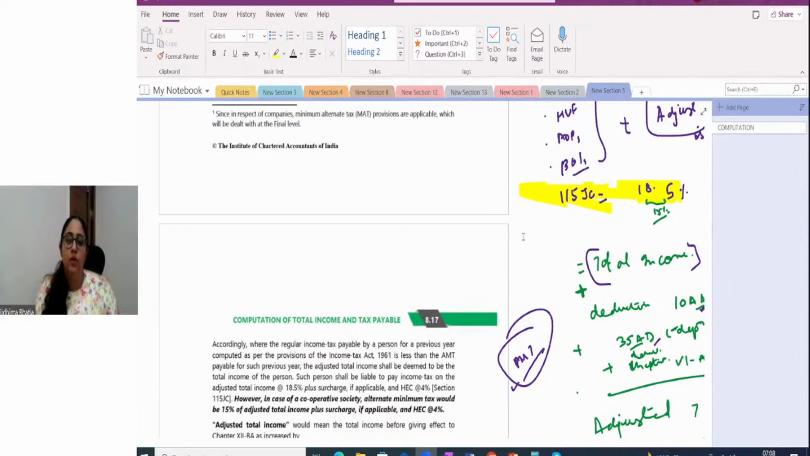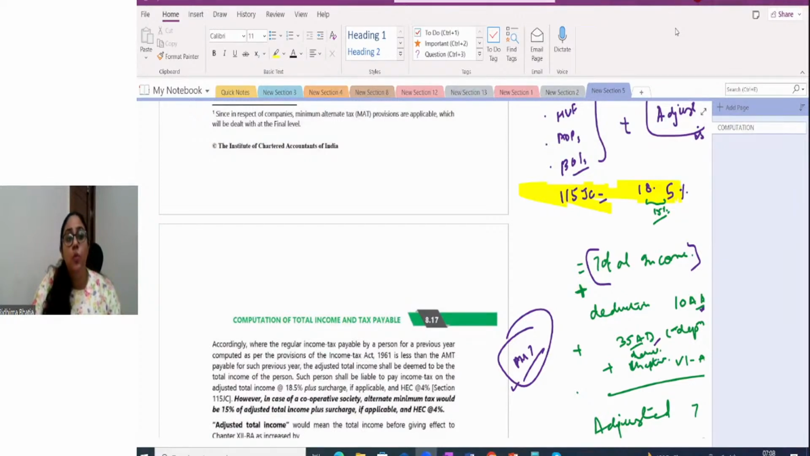Whatever the tax is, whichever is higher as per what I said earlier, and as per your AMT, including surcharge and cess, you have to make the comparison. That would be your final tax liability. So just a quick revision of 3 minutes here. I hope all can relate to it.